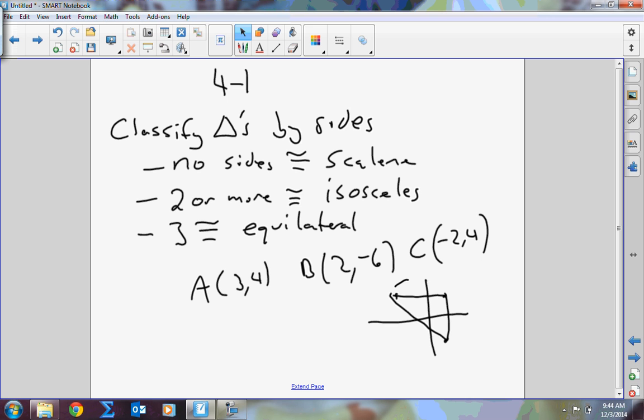Alright, and then you would find the distance here, the distance here, and the distance here, and then use these three definitions to do it. Either scalene, isosceles, or equilateral. And this one looks like it is scalene if I had to go by looks. But don't go by looks. You'll have to justify it by some method.